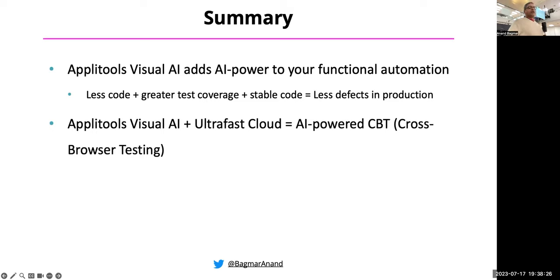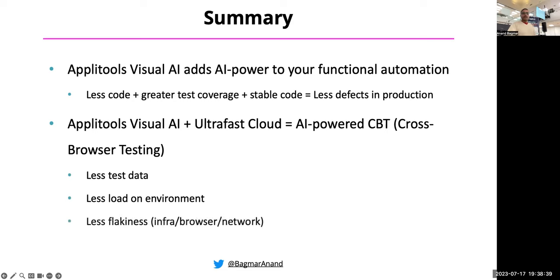Ultra-fast grid plus ultra-fast visual AI plus ultra-fast cloud will give you AI power for cross-browser testing. And that can give you a lot of value as well. It needs less test data, less load on environments, and less flakiness.